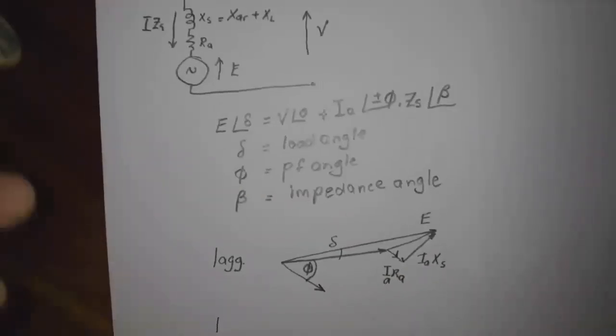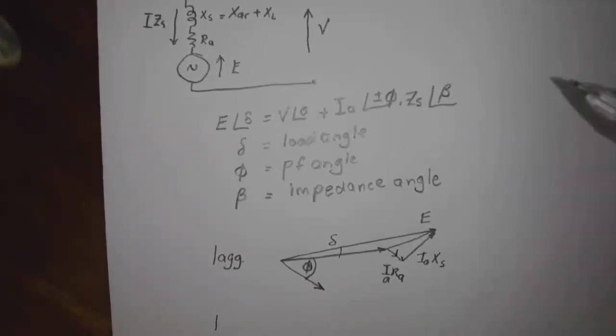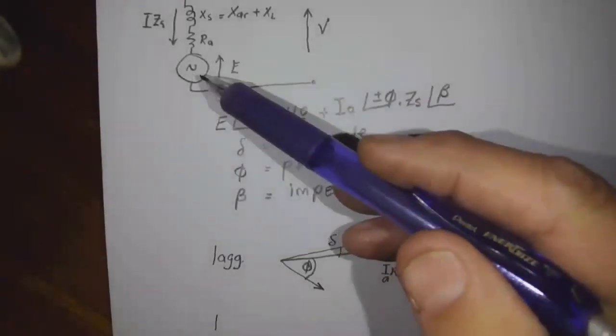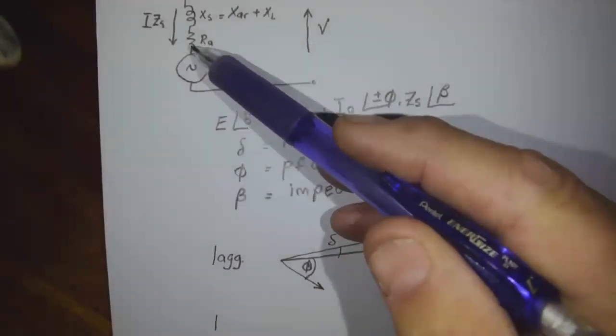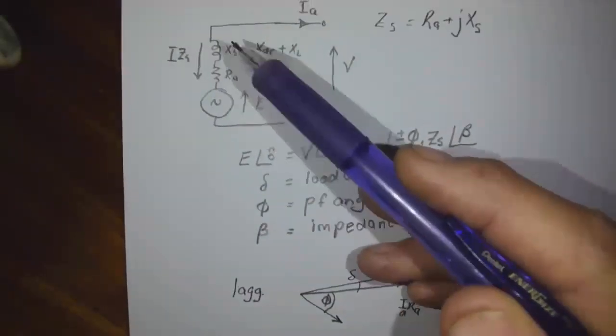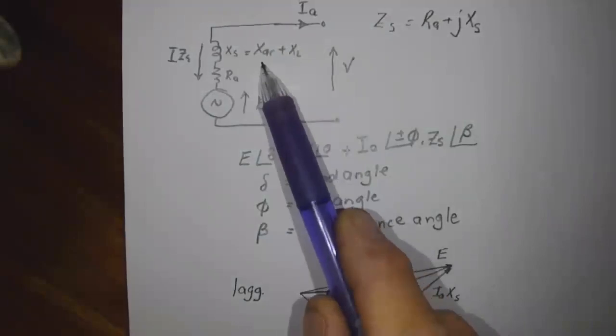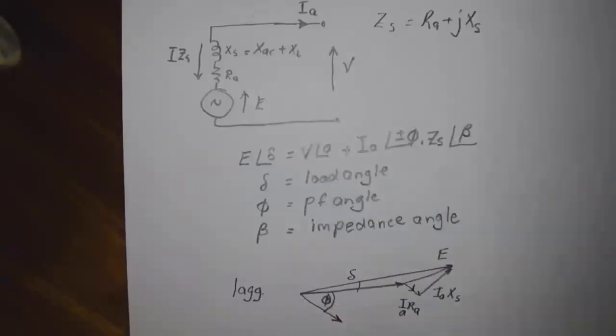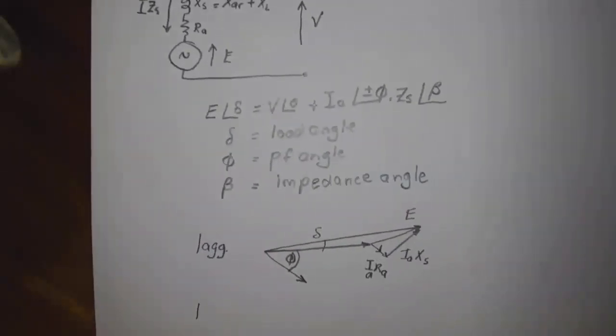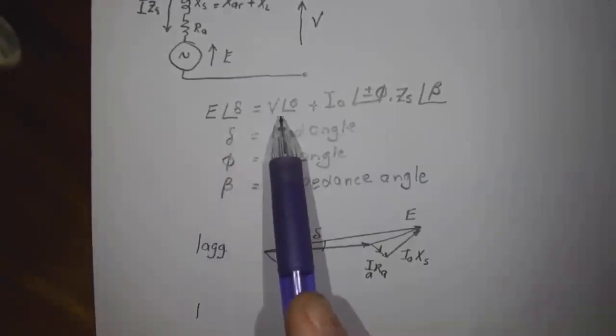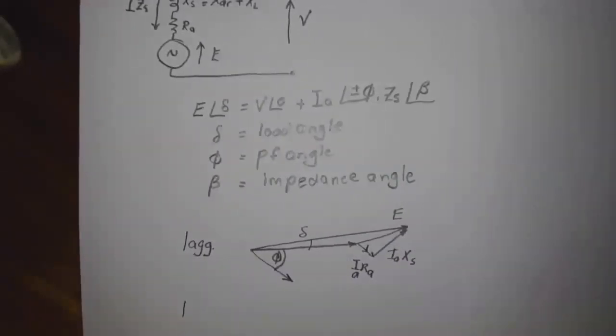Right, as I've said, the alternator consists of the rotating part, the resistance of the armature, and the synchronous reactance, which comprises XR, our armature reactance, and XL, the leakage reactance. Then we can say that the induced EMF is equal to V plus IA at an angle plus or minus phi times ZS angle beta. There we have a definition of our terms.